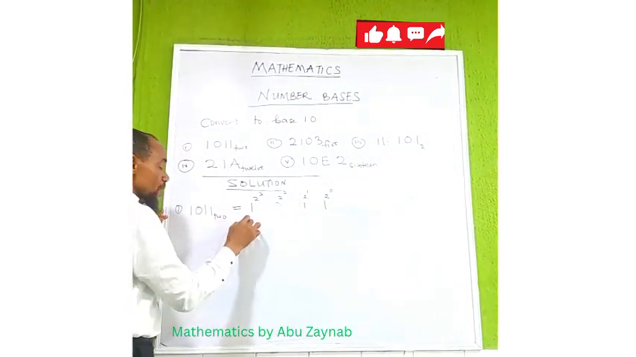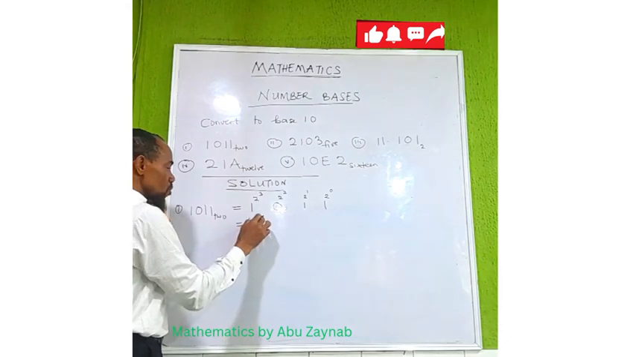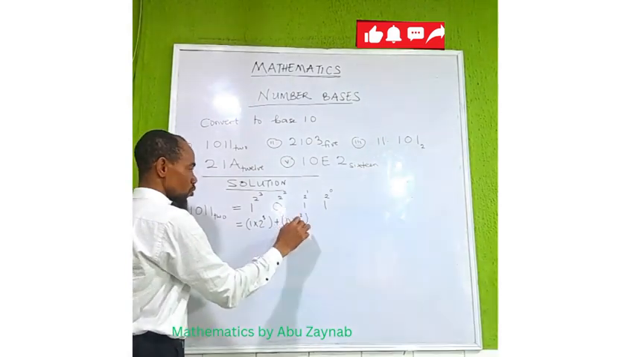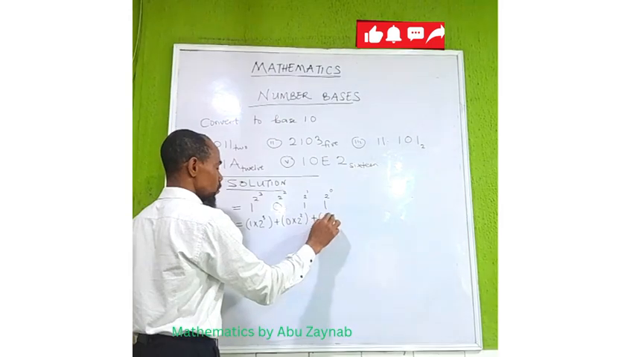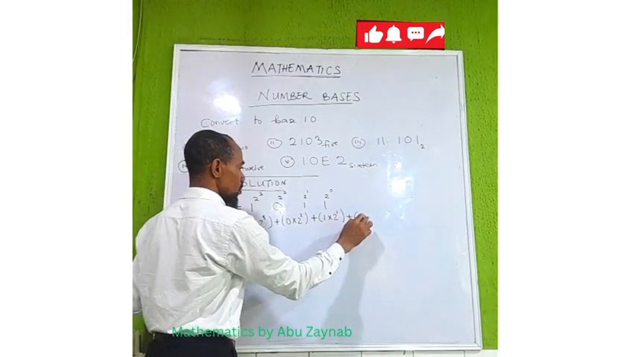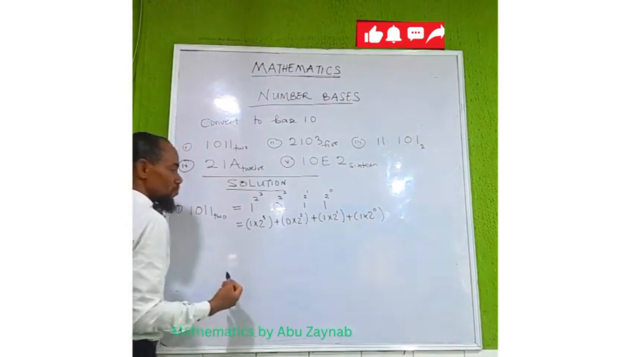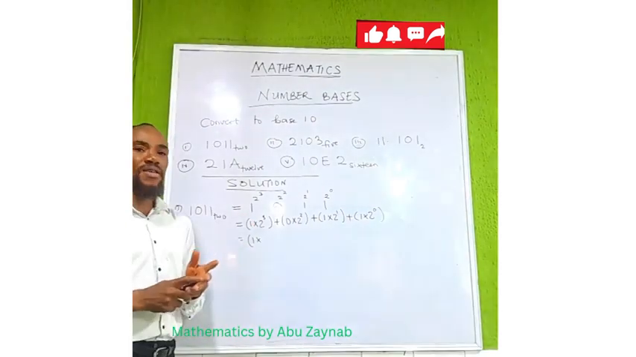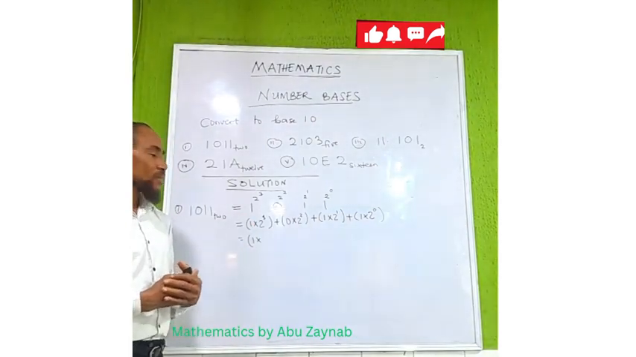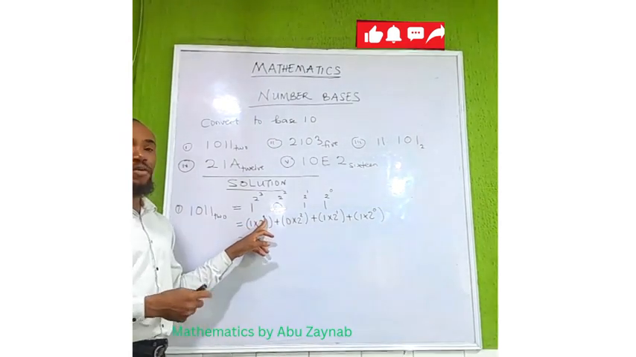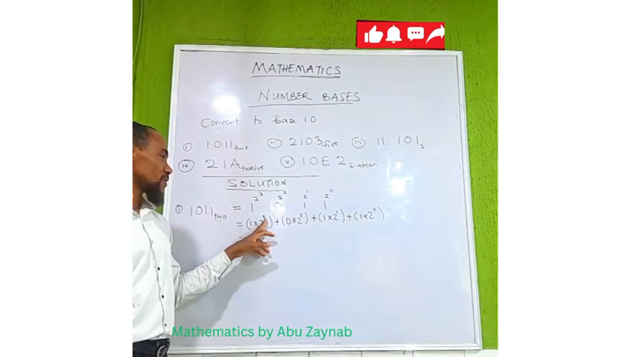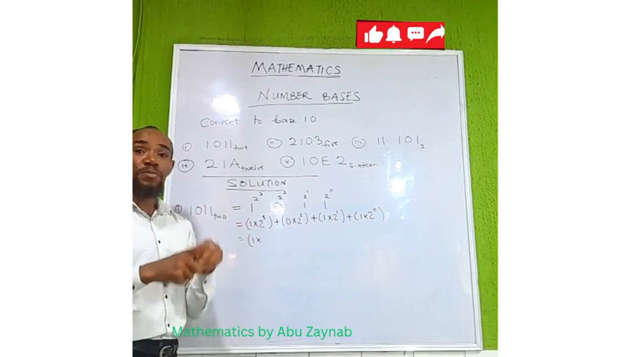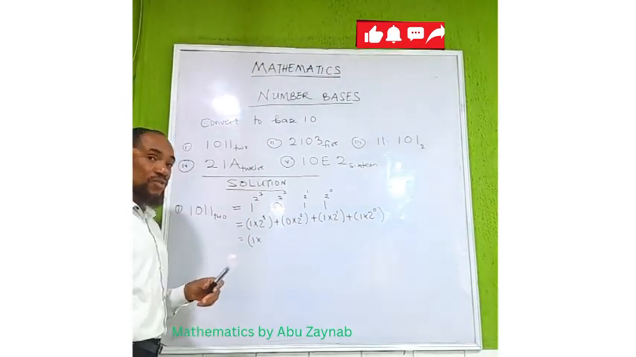So we have in parentheses 1 times 2 power 3 plus 0 times 2 power 2 plus 1 times 2 power 1 plus 1 times 2 power 0. Now, it's very important, again, I emphasize here, the common mistake that students make is to assume 2 to the power of 3 means 2 times 3. That's not the case. 2 to the power of 3 means 2 times 2 times 2, which makes that 8, instead of 2 times 3, 6.